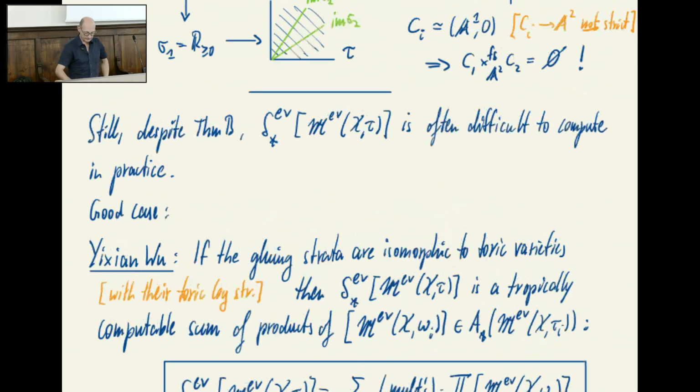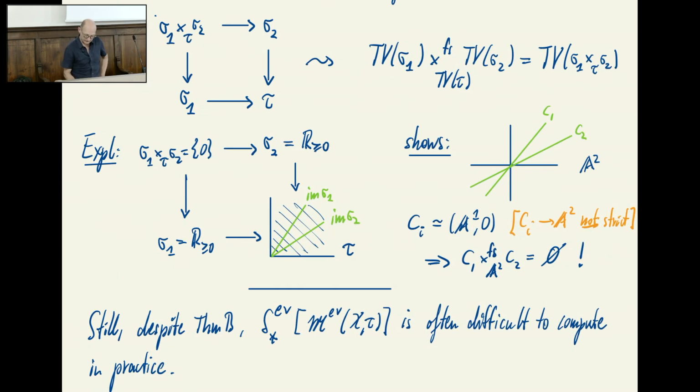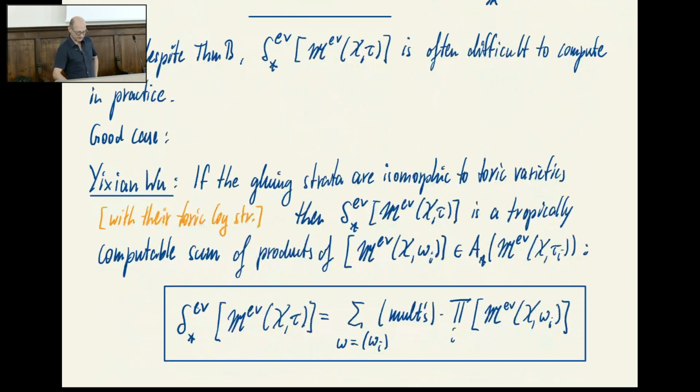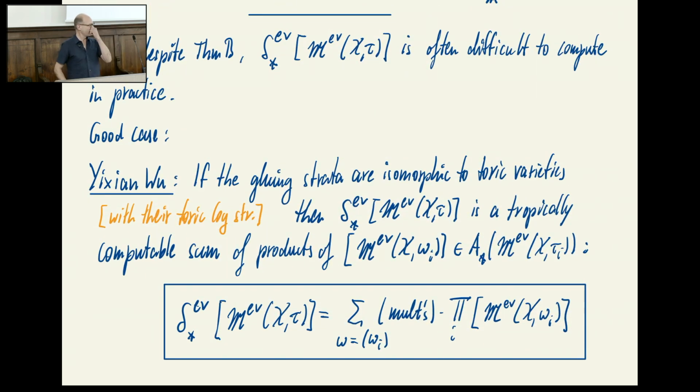Okay, so this may still sometimes be difficult to compute in practice, but there are some very good cases that are very useful. My student Yishan Wu, in her thesis, did the following thing. Assume that the gluing strata are isomorphic to toric varieties with their toric log structure. And that happens quite often, right? There are many important cases where this happens.